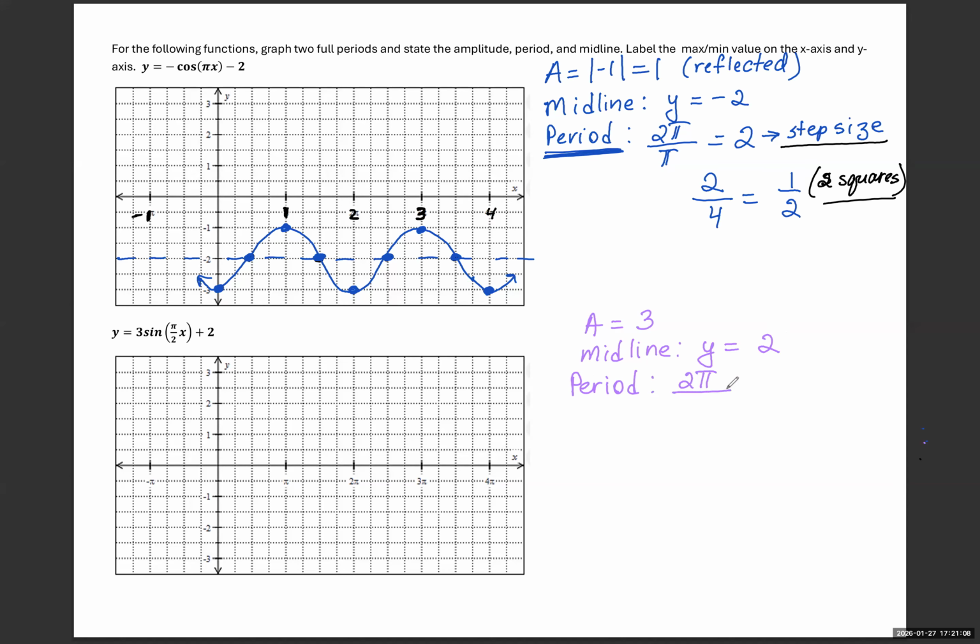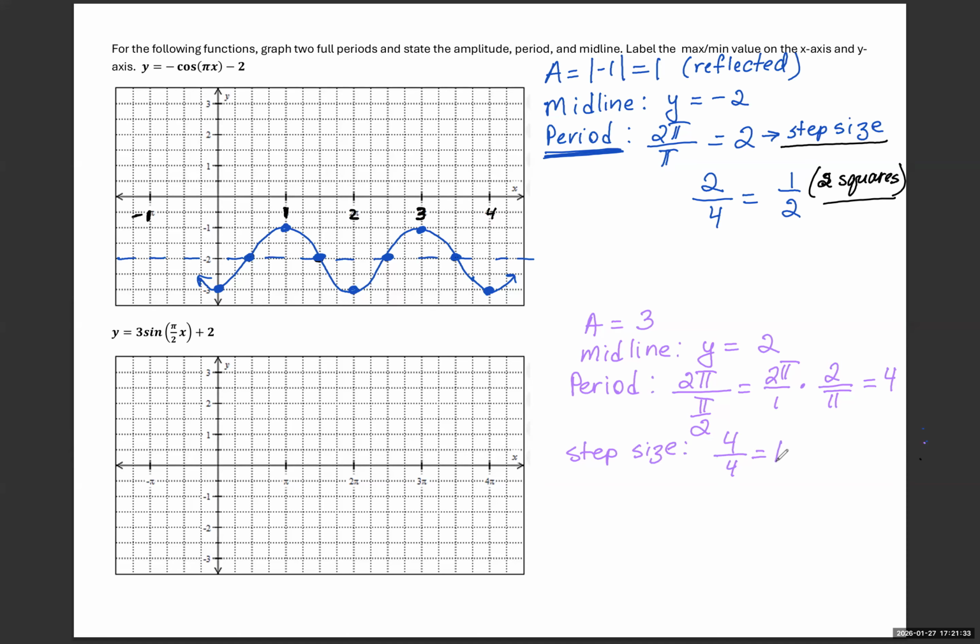We have to divide it by the number in front of the x, which is pi over 2. Okay, fraction division, 2 pi over 1 times 2 over pi. Pi's cancel. This is 4. Now, since the period is 4, my step size would be 4 divided by 4, which is 1.